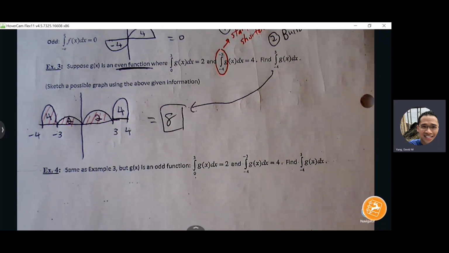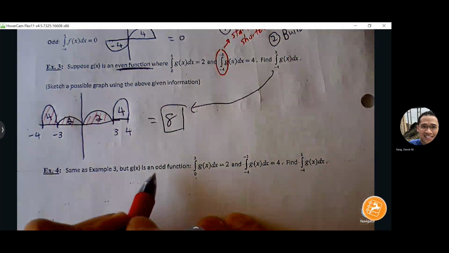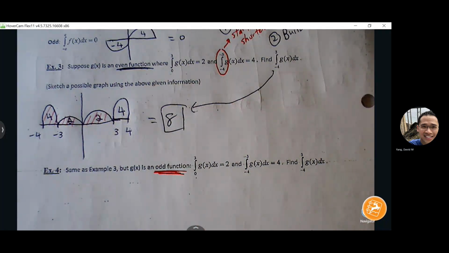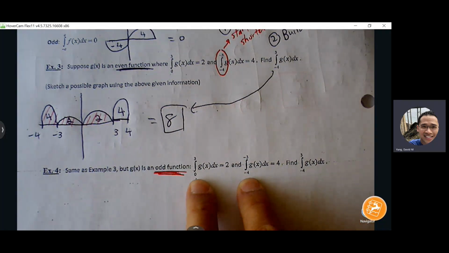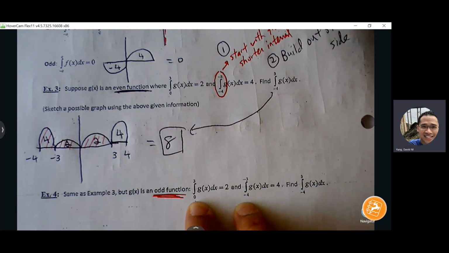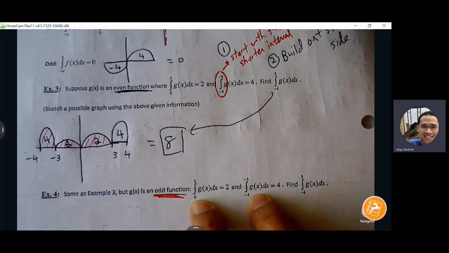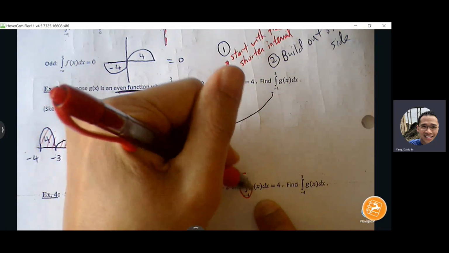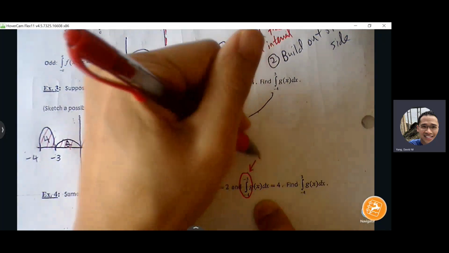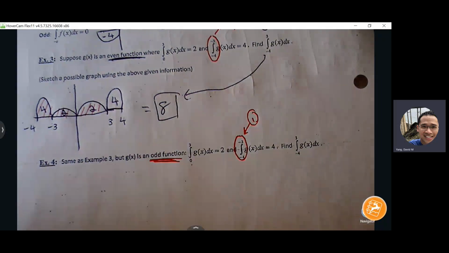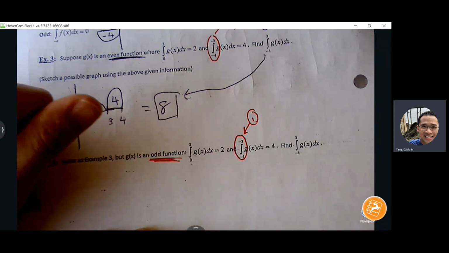Okay, example 4, same as example 3, but now we want this to be an odd function. So which one do we want to start with? Short interval. Okay. So don't look at the area. Look at the interval. You want the shorter interval first. That's always going to be helpful, especially with the next problem. I know right now it doesn't feel like a big deal.